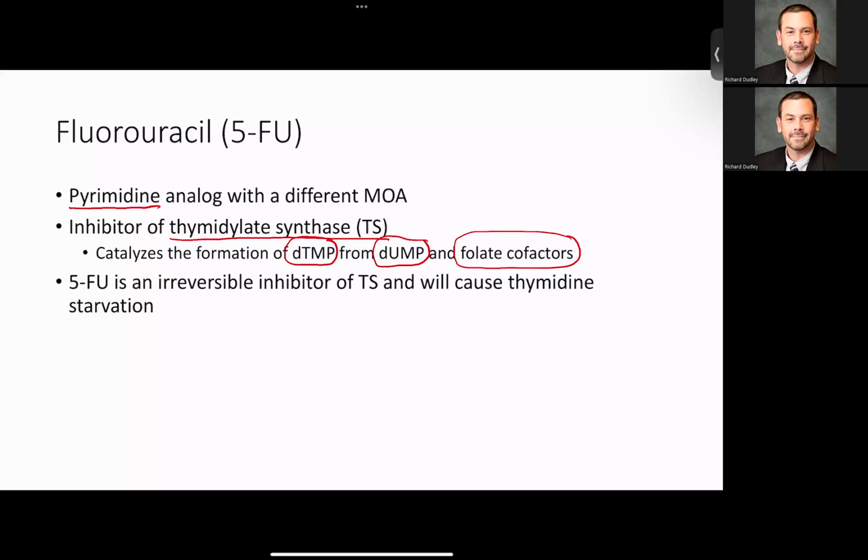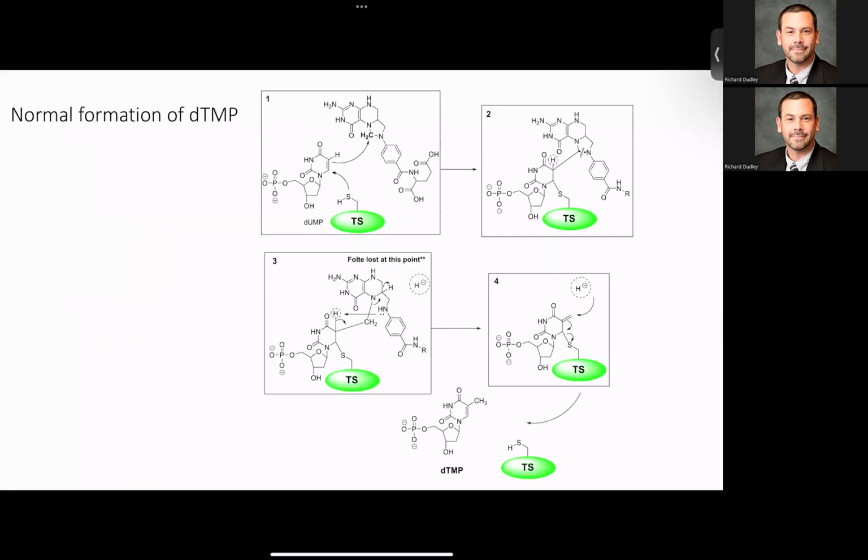Okay, so I need you to understand that 5-fluorouracil, once infused into the body and metabolized, is an irreversible inhibitor of thymidylate synthase, and it ultimately leads to this situation of thymidine starvation. Now, this mechanism here kind of goes a little bit beyond the scope of what we're trying to accomplish in preparing you as a pharmacist, but I like to think of you all as clinician scientists. So I want to just explain this normal formation of thymidine from uridine in the context of thymidylate synthase.